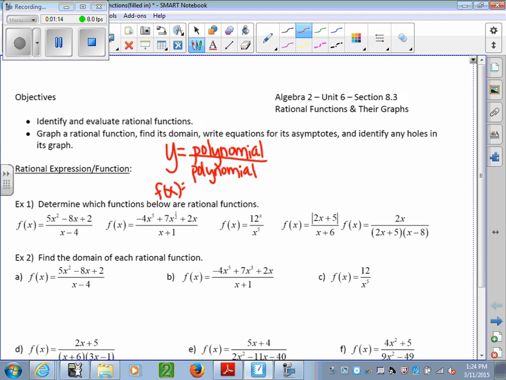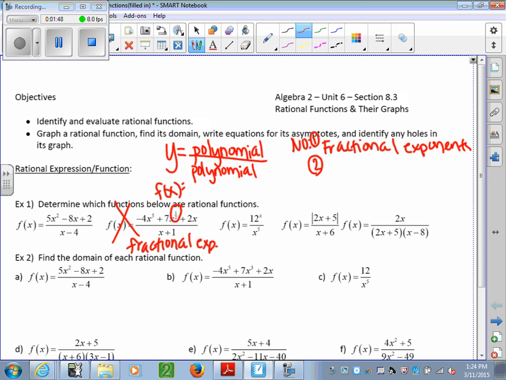Now, there's a couple things that you cannot have in a rational expression. One is you cannot have fractional exponents. So for example, if we look down here at the second example, you'll see you have a fractional exponent. So this is not a rational expression.